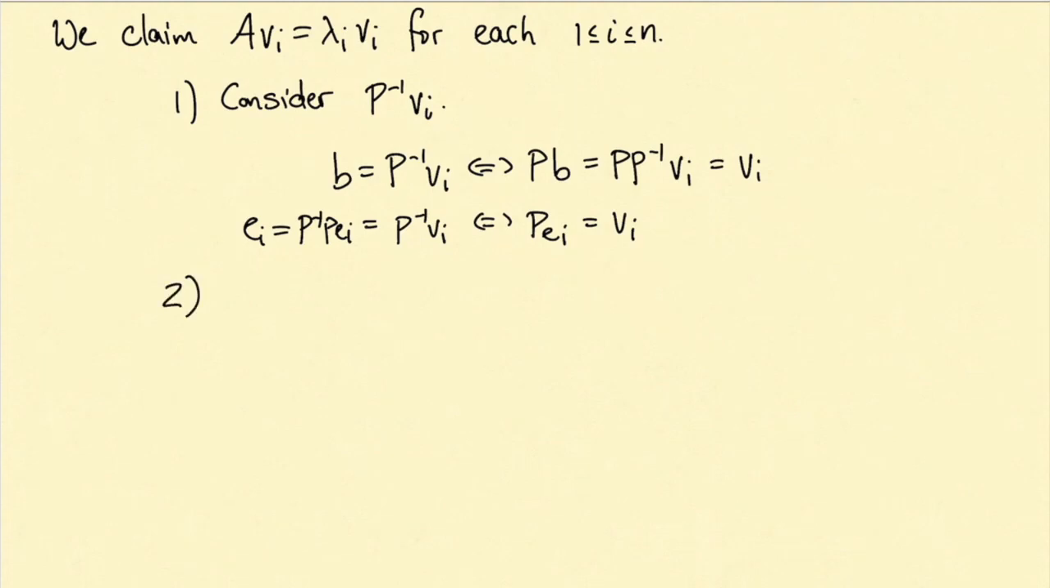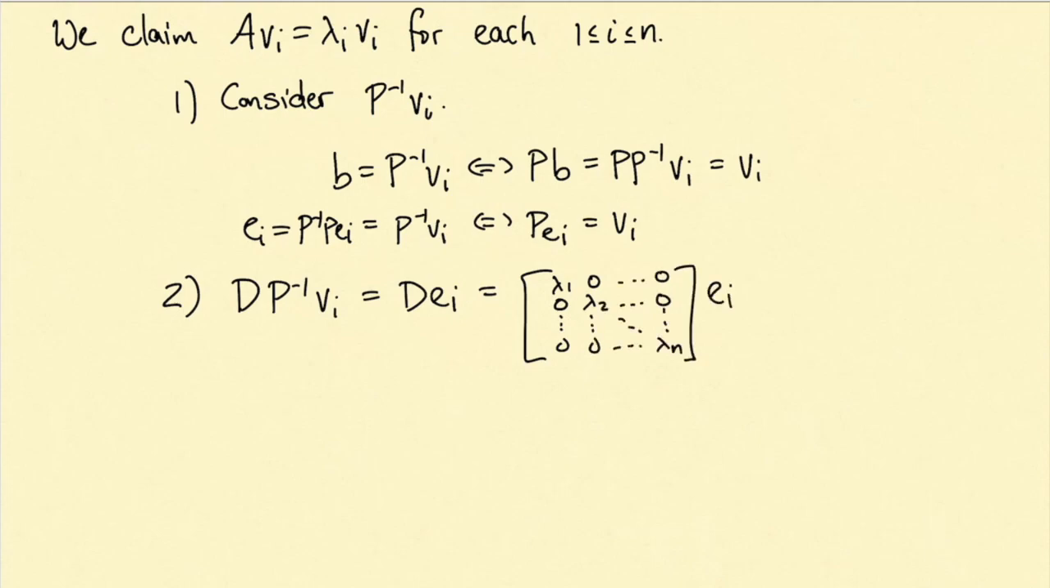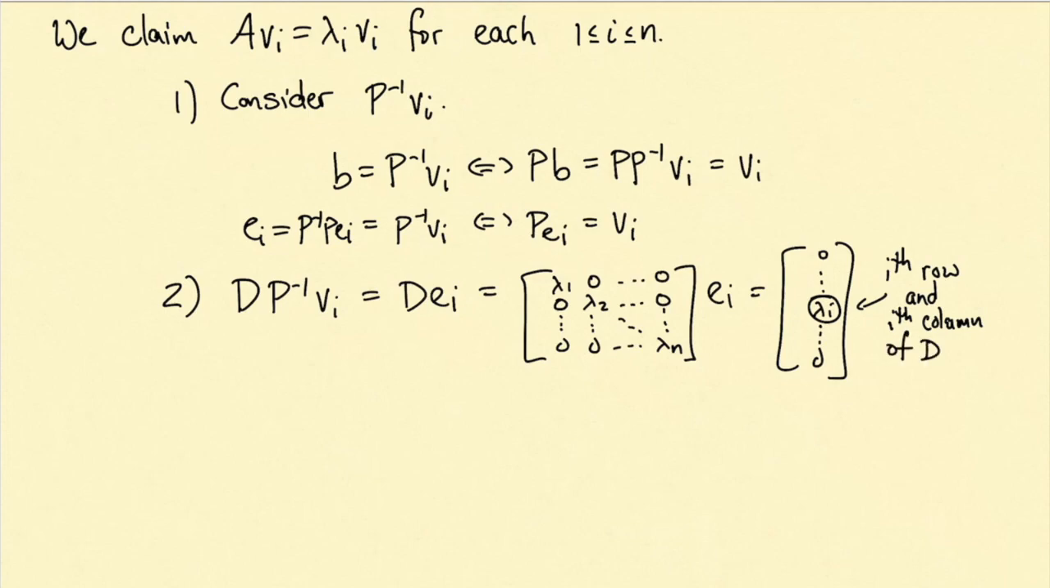Next, we'll compute D times P inverse v_i. Replacing P inverse v_i by e_i, we can see that D times e_i will simply give us the ith column of our matrix D, which is of course the entry that has lambda i in the ith column and the ith row, and zeros everywhere else. That is of course simply lambda i times e_i.